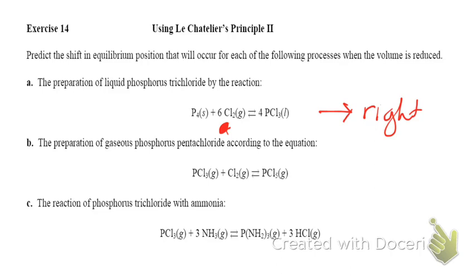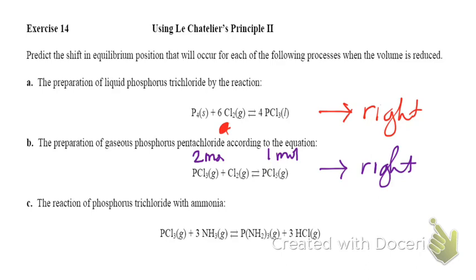Okay? Now, in the next one, that's all gases. So what would happen? We have 1 mole over here, and, just kidding, 2. I looked at the wrong arrow. So I have 2 moles on this side, 1 mole on this side. So it shifts to the side with less, so right. When I increase pressure, it shifts to the side with fewer moles.